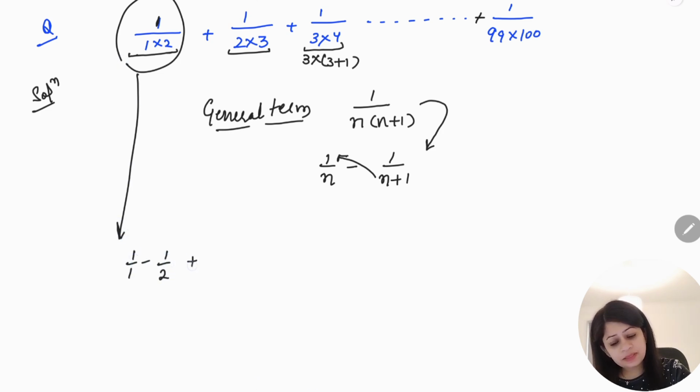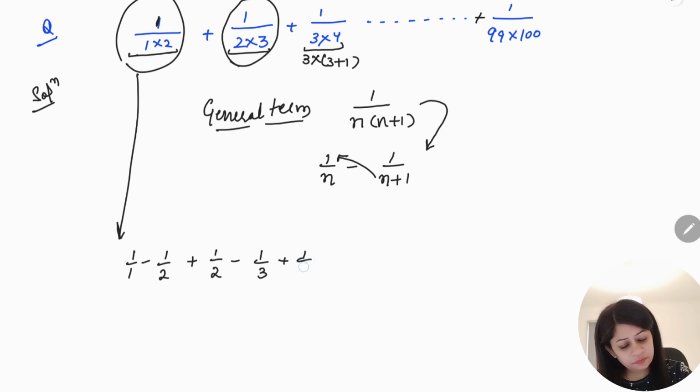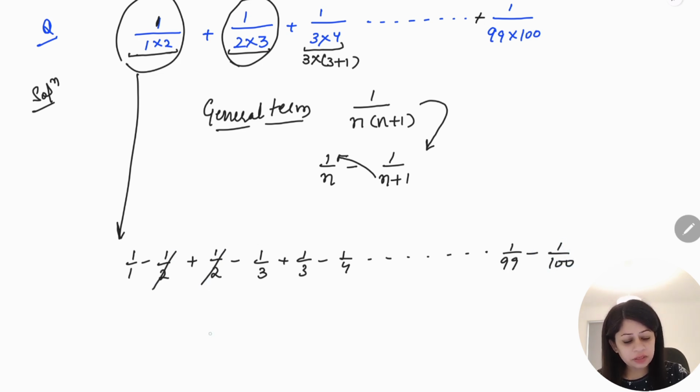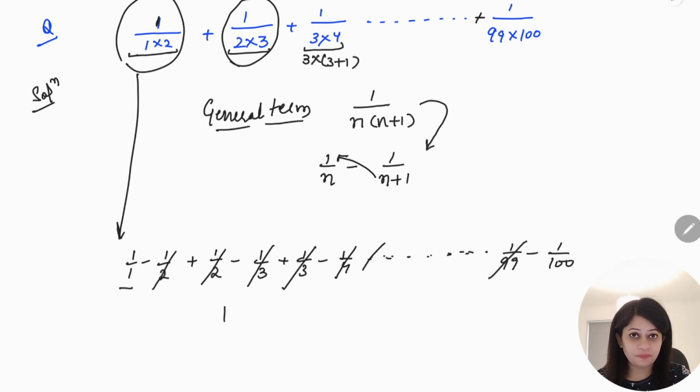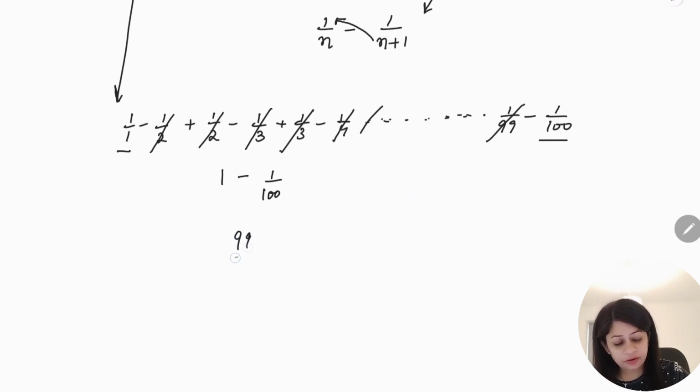Plus this term I can write as 1 by 2 minus 1 by 3. This term I can write as 1 by 3 minus 1 by 4, up to so on. I keep going, and the last term will be 1 by 99 minus 1 by 100. If you see, this will cancel out, right? Similarly 1 by 4 and all the terms will keep going like that. They all will get cancelled. We will just be left with the first term and the last term, that is 1 minus 1 by 100, right? Now if you subtract it, you will get 99 by 100, right?